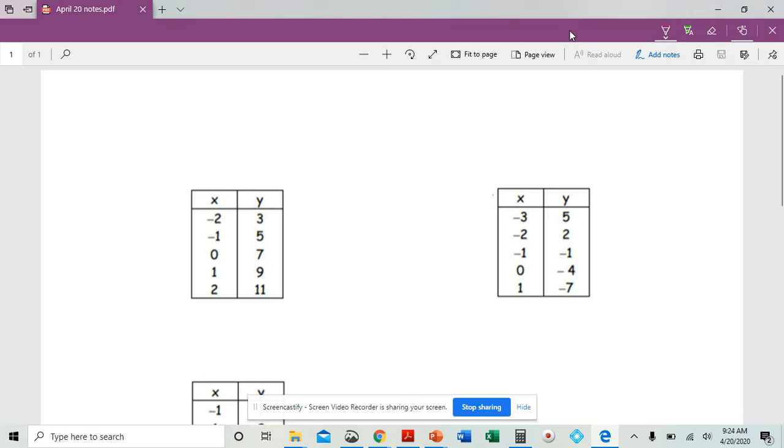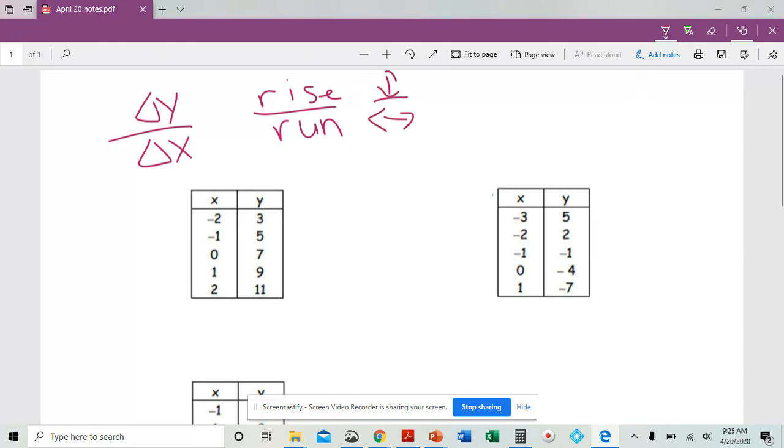So remember, slope is the change in y over the change in x, or we can call it the rise over run. How much does it go up and down? And how much does it go side to side?